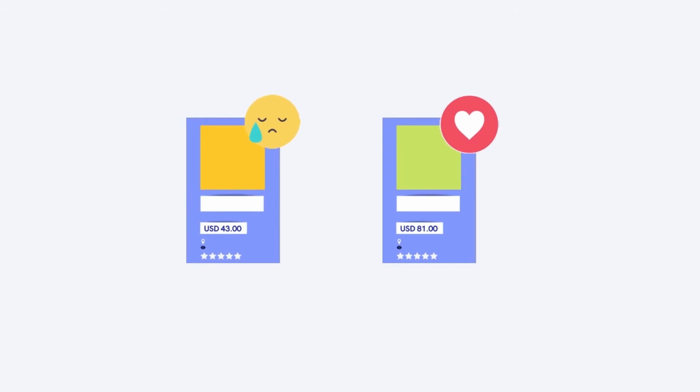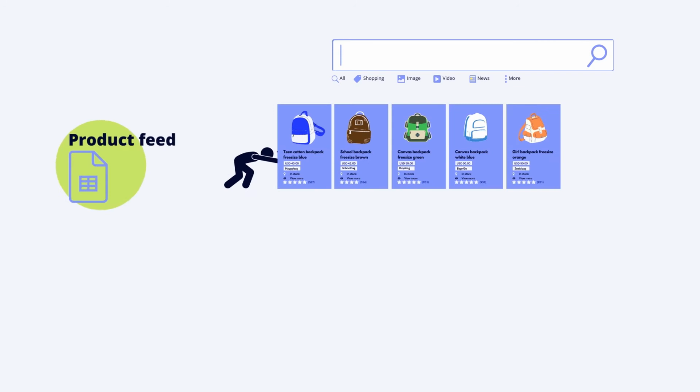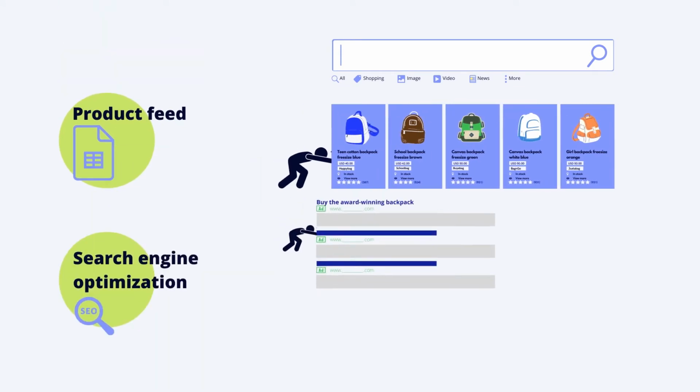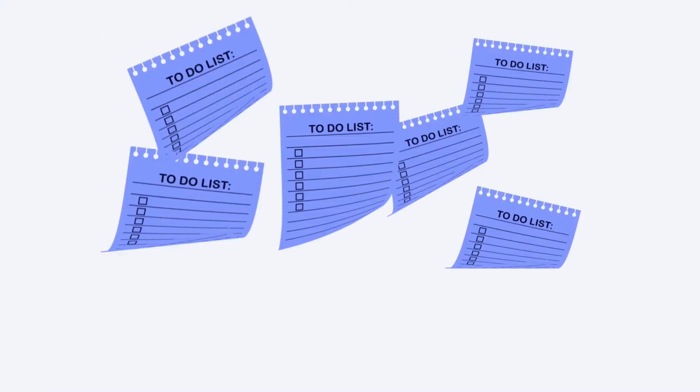How does Google decide that? It all starts with Google Merchant Center. A good product feed here can go a long way, just like SEO to text ads. But filling in all the data right and keeping it fresh is just so daunting, and you have a lot of work to do.